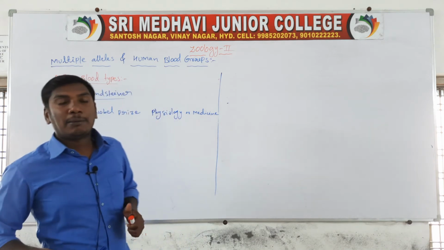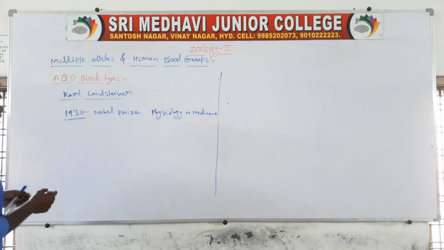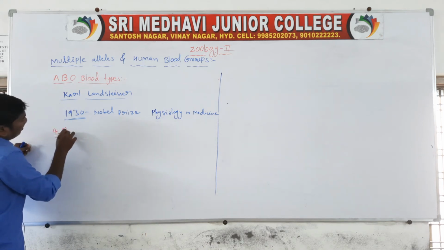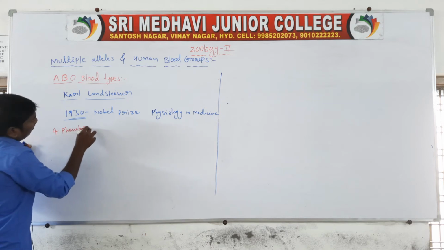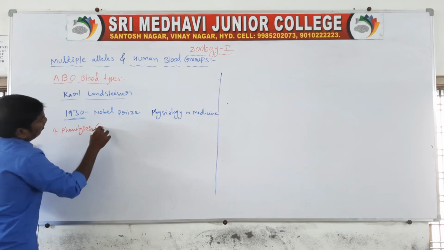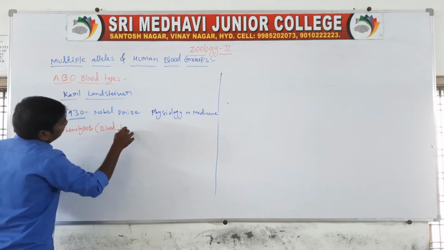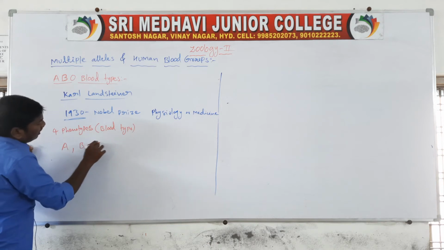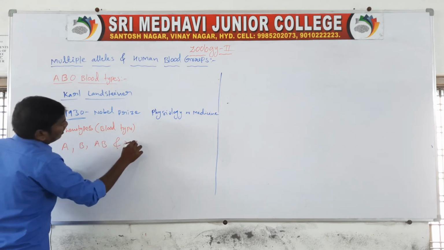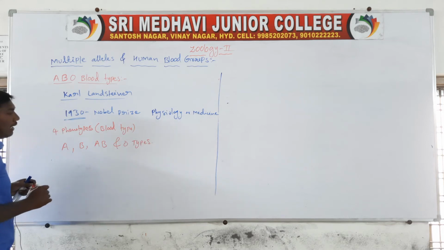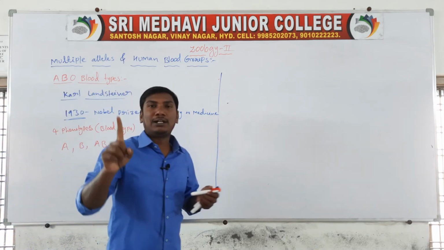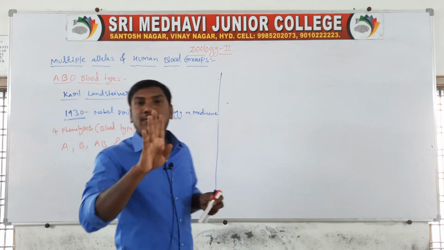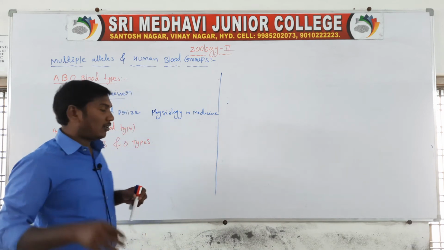Next, the blood types. Human beings have four phenotypes of blood types: A, B, AB and O. These are the blood groups: A blood group, B blood group, AB blood group and O blood group. So the four blood groups are the four phenotypes.